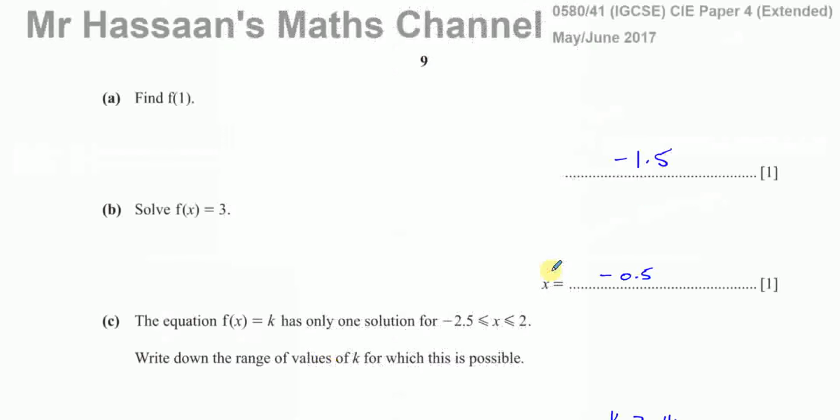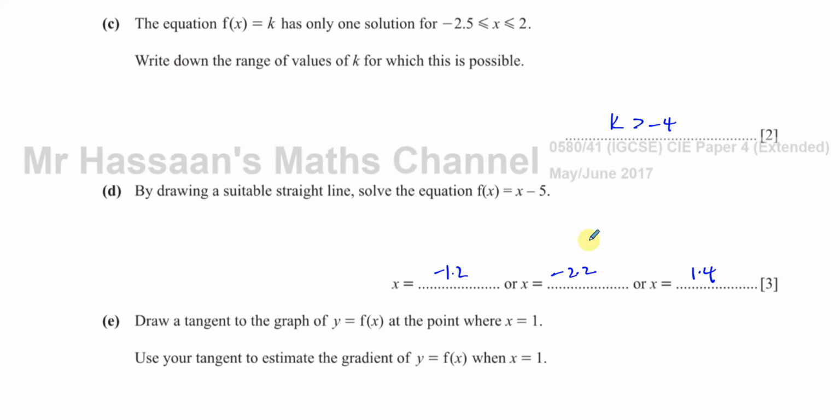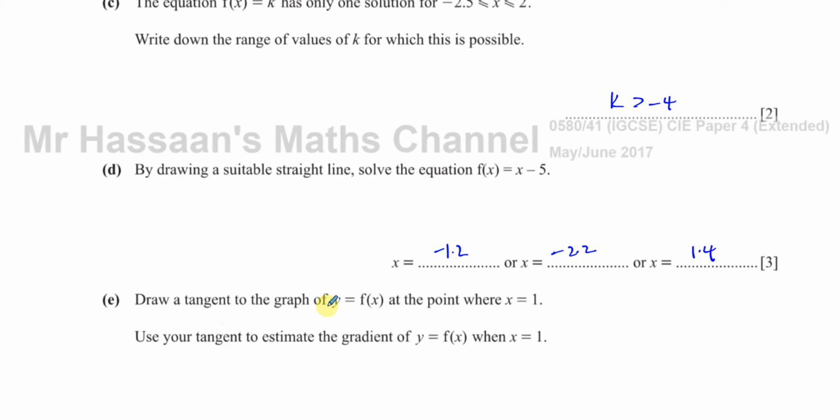So I'll write the answers here. x equals -1.2, x equals -2.2, and x equals 1.4. Those are the 3 solutions to this equation, f of x equals x minus 5. Now, for part E, it says draw a tangent to the graph of y equals f of x at the point where x equals 1. Use your tangent to estimate the gradient of the graph y equals f of x when x equals 1.